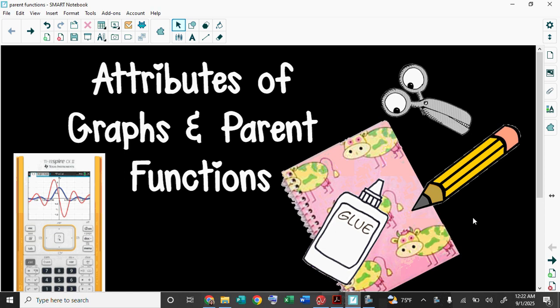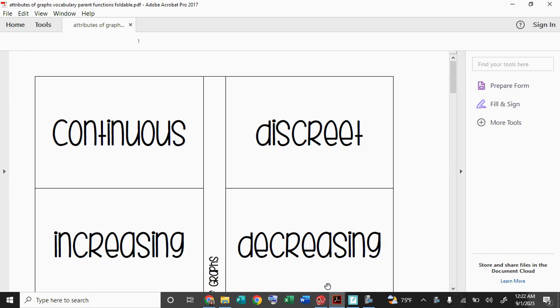Today we're going to talk about attributes of graphs and parent functions. So you need to make sure you have your calculator. You need to make sure that you have your spiral, glue, scissors, and a pencil. You also need to have these foldables.